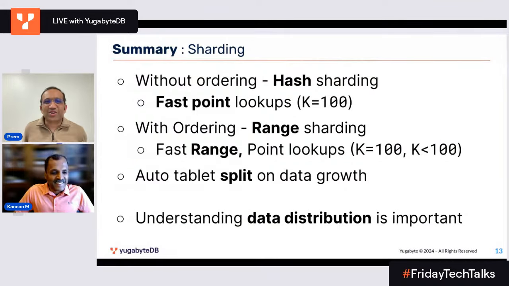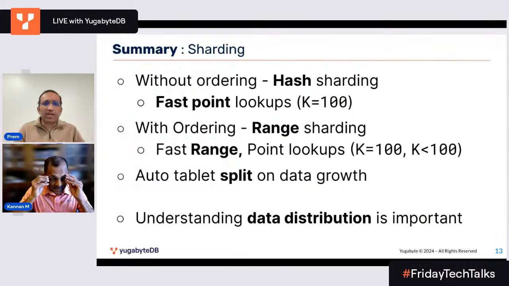To summarize, sorry about that glitch. Hash sharding has no ordering of the rows, but gives you good distribution. Range sharding is great for range lookups and for point lookups. It's very important that you understand how your data is distributed, because it's critical for modeling your data.